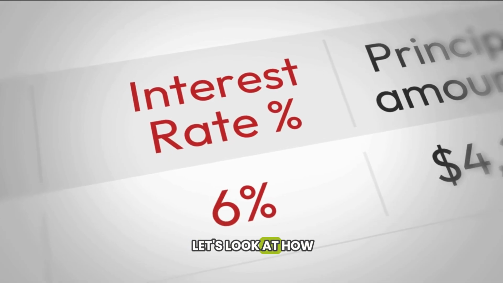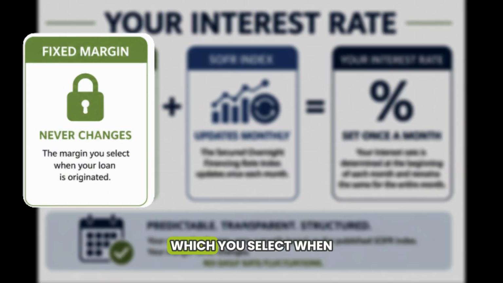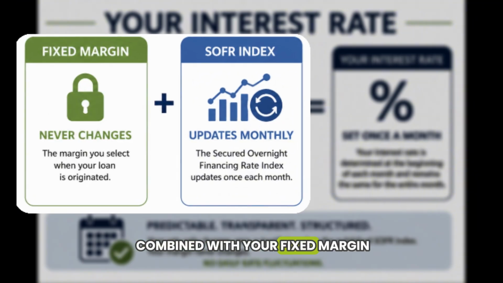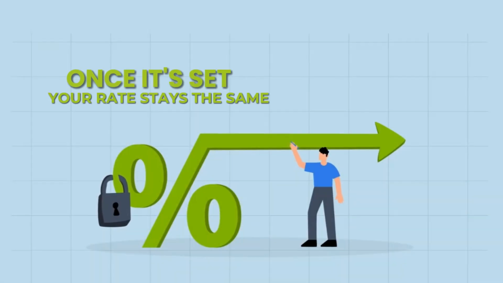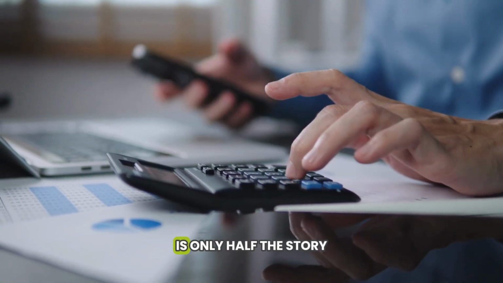With that in mind, let's look at how the interest rate itself is determined. Your interest rate is made up of two parts: a fixed margin, which you select when your loan is originated, and the SOFR index, or the Secured Overnight Financing Rate Index, which updates at the beginning of each month. Your margin never changes. The only part that changes is the index. At the beginning of each month, the new index is combined with your fixed margin to determine your interest rate for that month. Once it's set, your rate stays the same for the entire month. It's a transparent, structured process that gives you a predictable interest rate, not something that's changing every day behind the scenes.